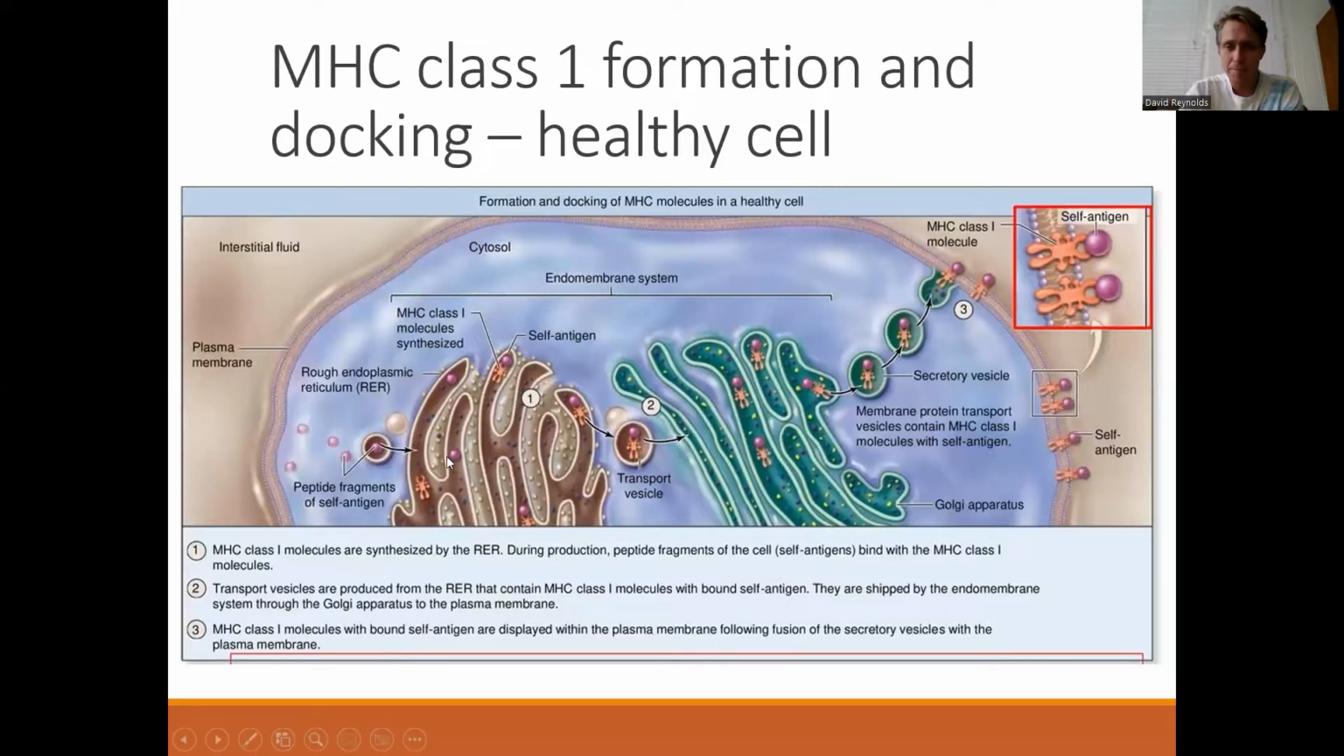That MHC1 and peptide complex is then going to be packaged by your Golgi apparatus. And with that Golgi apparatus, that little vesicle that is released is going to go to the surface of the cell, where the vesicle kind of just fuses with the plasma membrane and presents this MHC complex on the surface of your cell.